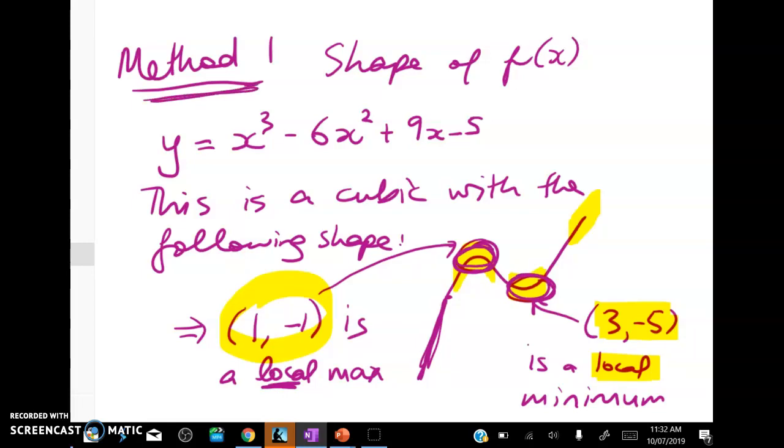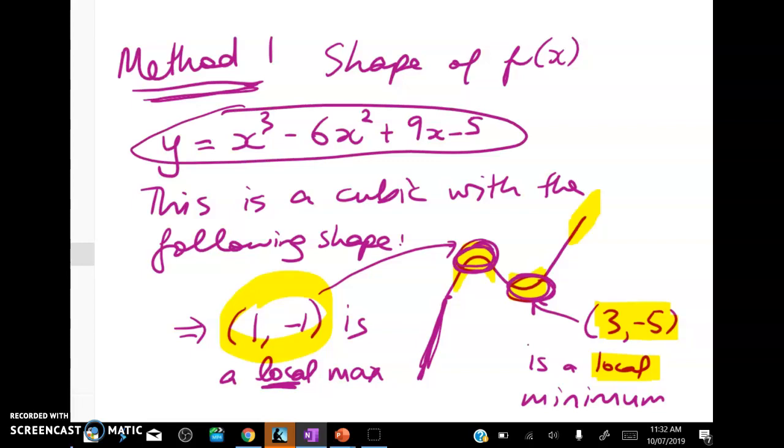Okay, so that's method 1, and that's fine at level 2, and I think it's quite a nice, quick way to do it. If you've got a cubic, you can just use the shape of the cubic. Now the second way is to use the second derivative.